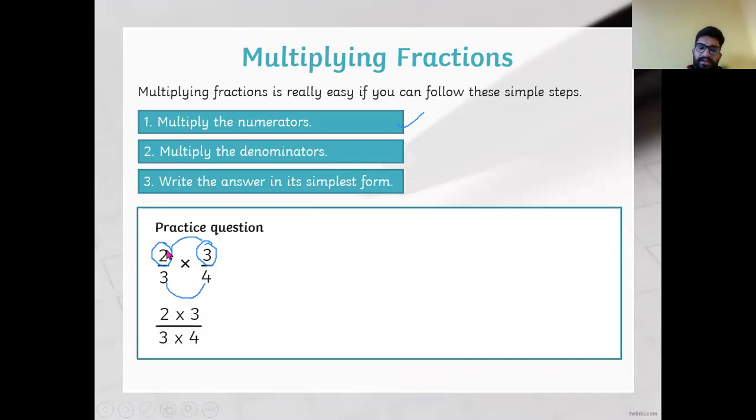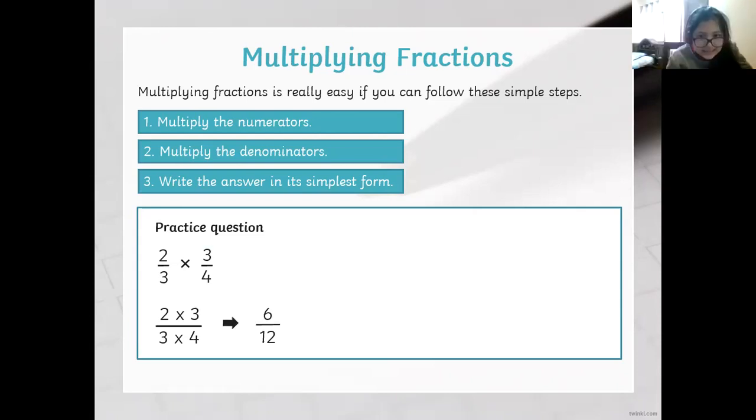Look, multiply the numerator. Numerator means the upper part, 2 and 3. Multiply the upper two numbers, multiply the lower two numbers, and write the result. So what is the result now? 2 times 3 is how much? 6. 2 times 3 is 6 by 12.